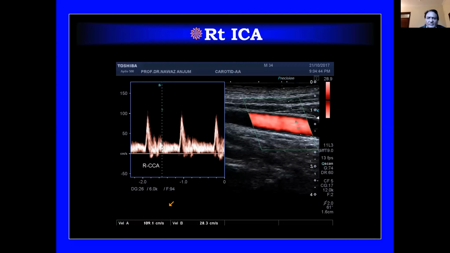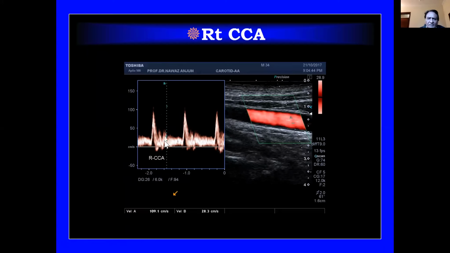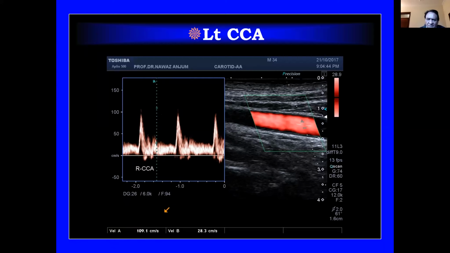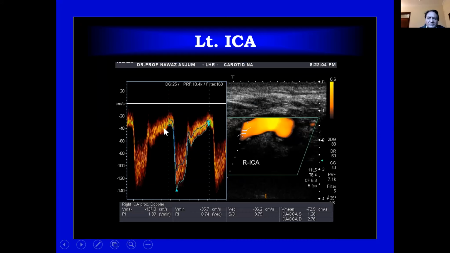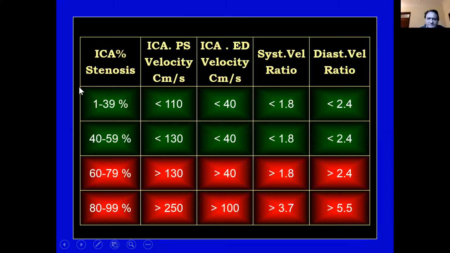ICA-CCA ratio. You take peak systolic velocity and take end diastolic velocity in the CCA. This is a CCA. This CCA, left CCA, left ICA. So you take these velocities, ICA and CCA, the velocities. And after that, you take ICA peak systolic velocity here, ICA and diastolic velocity here. Then systolic velocity ratio and diastolic velocity ratio.